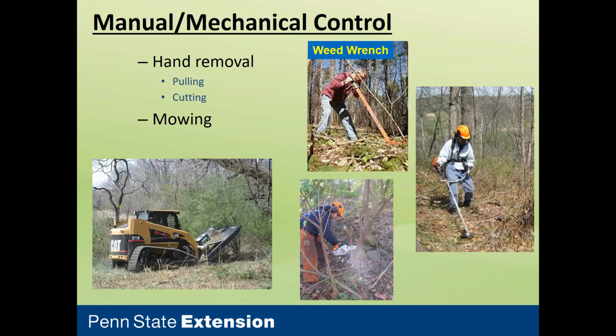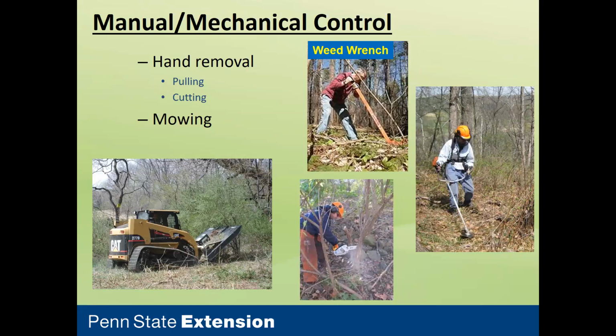Manual mechanical control, things like hand removal, using equipment, whether it's a weed wrench, chainsaw, brush cutters, those kind of things. Small infestations or small plants, young plants, oftentimes when you learn to recognize them, you can just pull them out of the ground. I manage a demonstration forest down here that's 150 acres for Penn State, and I'm doing a lot of herbicide work out there. But anytime that I'm out there and I see a small oriental bittersweet or a bush honeysuckle, for example, I'm pulling those things out of the ground.